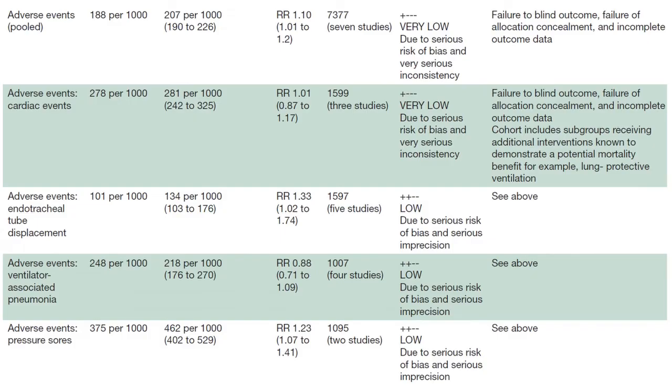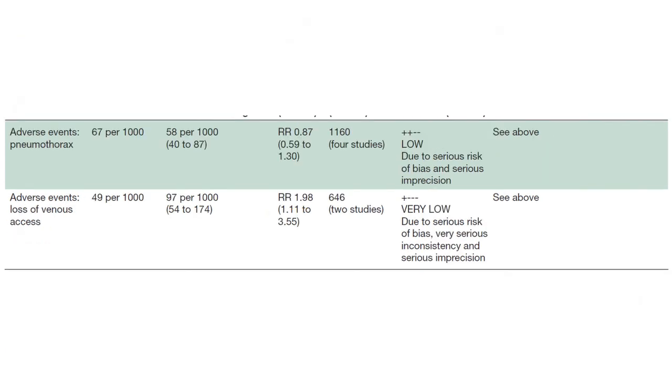In terms of the adverse events, it was clear that the adverse events were significantly higher in patients with prone positioning. But during sub-analysis, the higher adverse events were endotracheal tube displacement, the presence of pressure ulcers, and venous access loss. However, the other adverse events, like pneumothorax or cardiac events, were not significantly higher in patients on prone positioning.